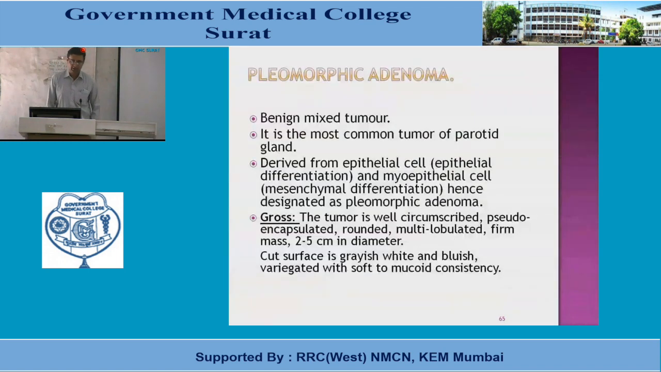Now pleomorphic adenoma. It is a benign mixed tumor. It is the most common tumor of the salivary gland, parotid, derived from the epithelial cells and myoepithelial cells, and is designated as pleomorphic adenoma. In gross examination, the tumor is a well circumscribed, pseudo-encapsulated, rounded, multilobulated, firm mass, mostly 2 to 5 cm in diameter, and on cut surface, it is greyish white and bluish, variegated with soft to mucoid consistency.